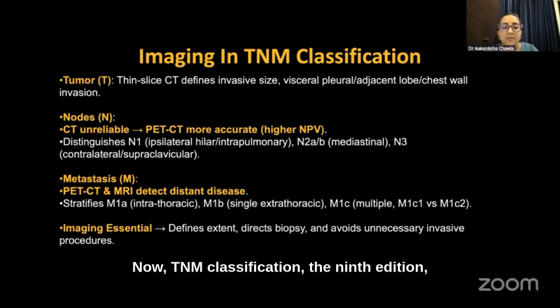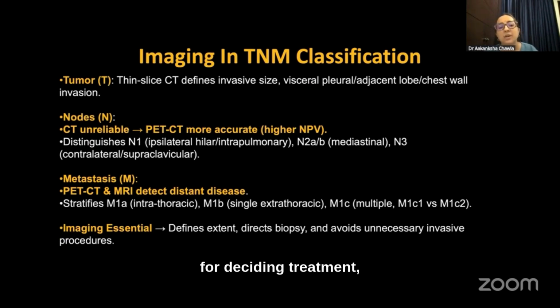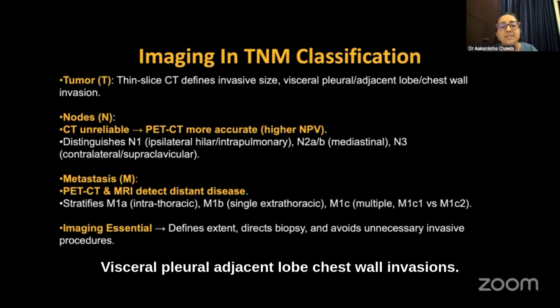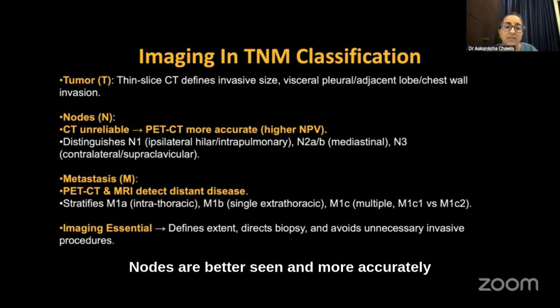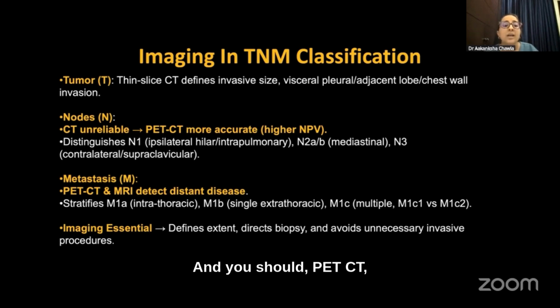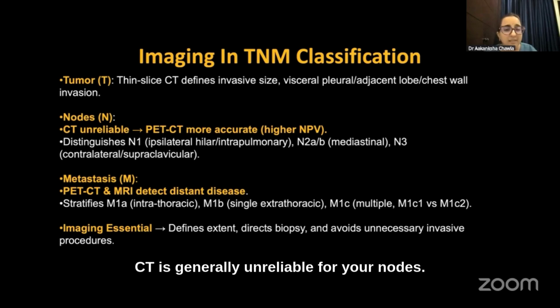Now, TNM classification, the 9th edition, like I said, is very important for staging, for deciding treatment, as well as for prognostication. The tumor is seen on thin slice CT, which defines the invasive size, visceral pleural, adjacent lobe, and chest wall invasion. Nodes are better seen and more accurately identified on PET CT. It has a higher negative predictive value. It also helps you to distinguish between N1, N2 A/B, and N3 disease. CT is generally unreliable for your nodes.